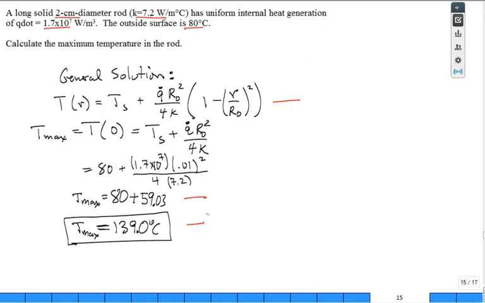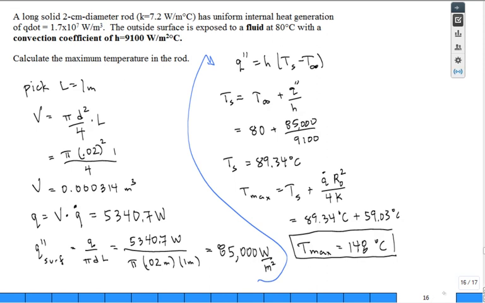I'm almost too embarrassed. Once you have the equations, just plug in. But engineering is not plug and chug. A lot of people think it is, but it's not. And then you change it up and you say, well, we don't know the outside surface. We do know the fluid surrounding it, and we know a convection coefficient. How do I solve that problem? Well, just use Newton's law of cooling to get the surface temperature, and then use the solution that you just attained for the maximum temperature in a heat conducting rod.